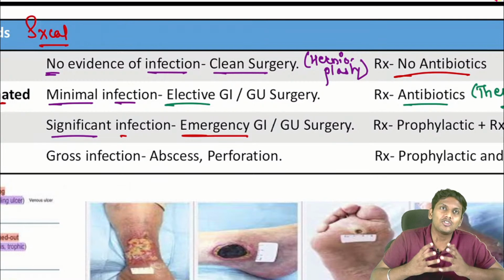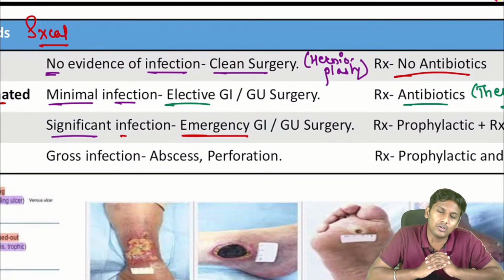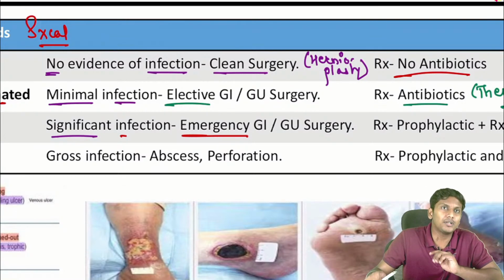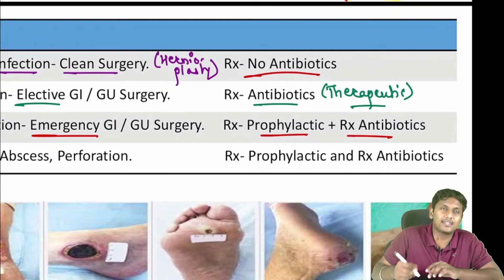There will be leakage of these substances in the peritoneal cavity during surgery, and if there is leakage of these substances in the peritoneal cavity during surgery, there will be a very high risk of infection, or a very high risk of peritonitis. That is the reason, to prevent that, if you are planning an emergency surgery, it's better to give prophylactic antibiotics as well as therapeutic antibiotics.